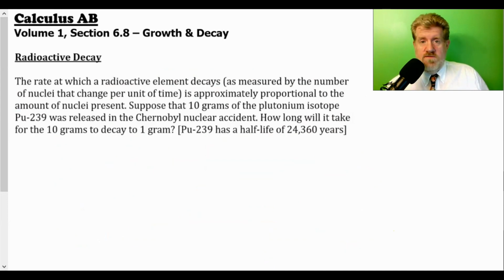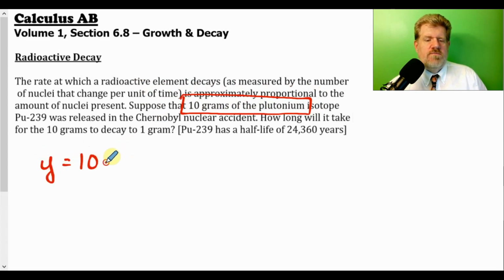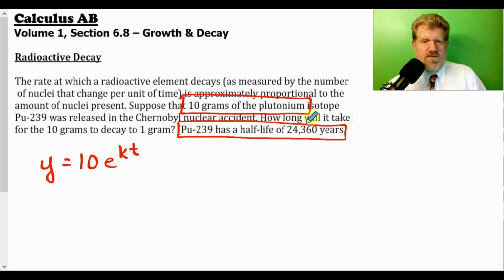Now radioactive decay, now you're losing the stuff. The other ones we're gaining, now we're losing. So that k value should be negative. It means they're going down. So it's a long, long problem, but basically what we've got is we have 10 grams of plutonium. So our starting value is 10. Now we've got to look for that constant of proportionality. Well, here's my other fact. It has a half-life of 24,360 years.